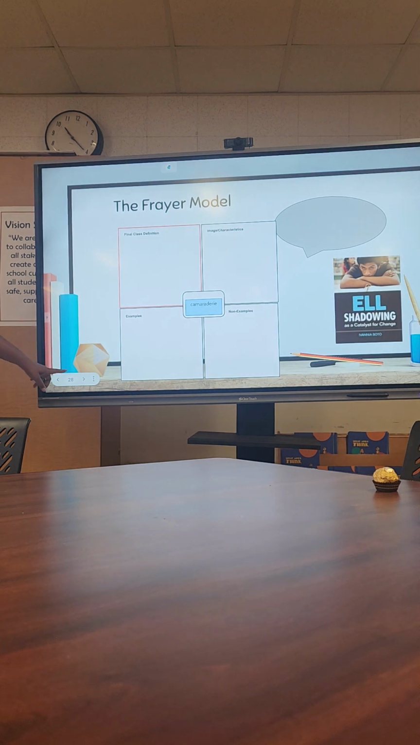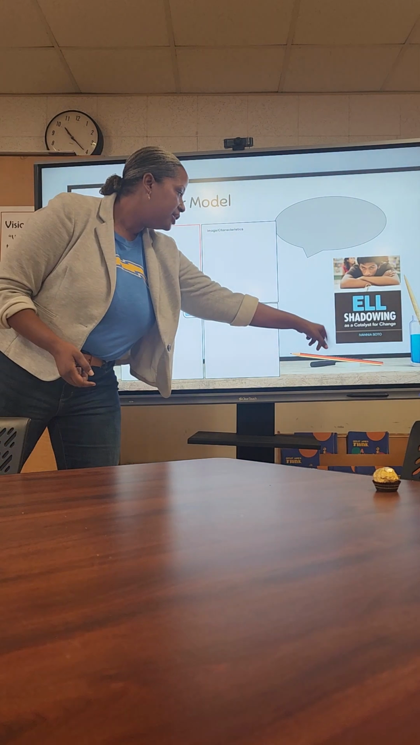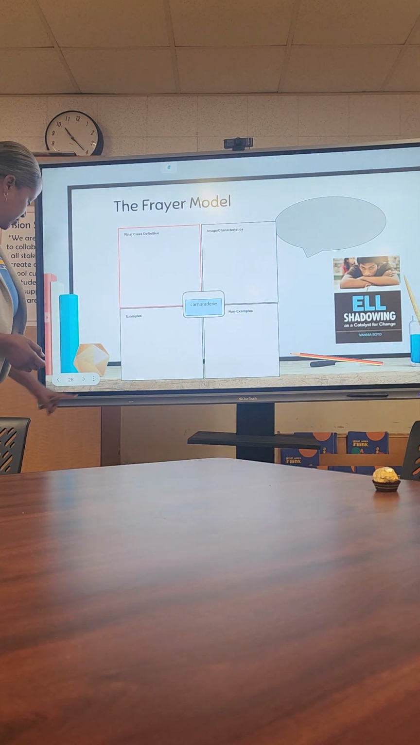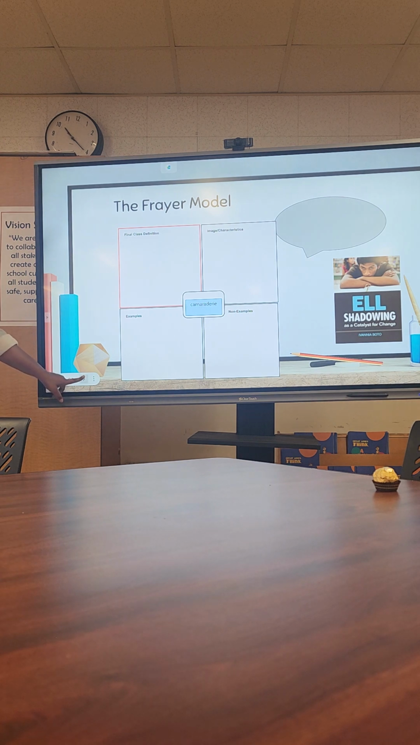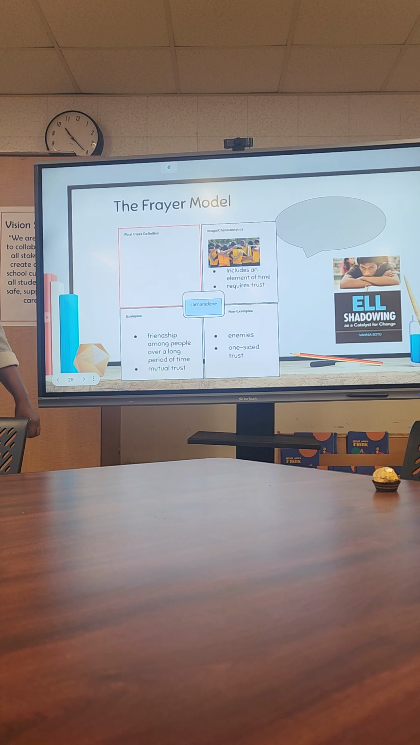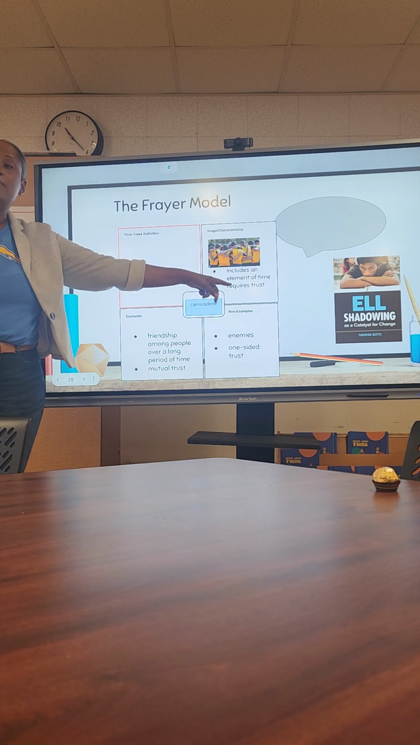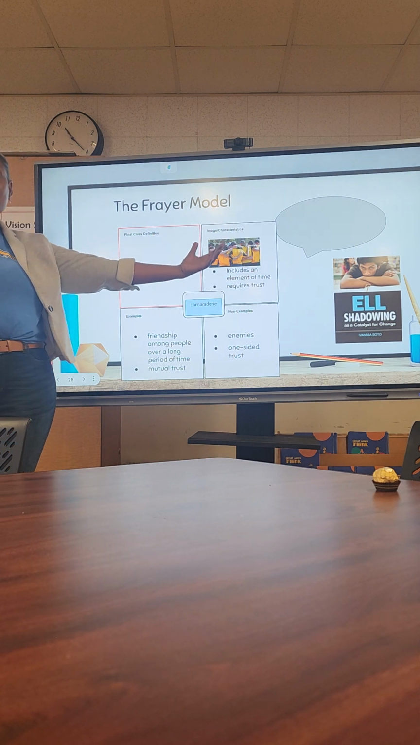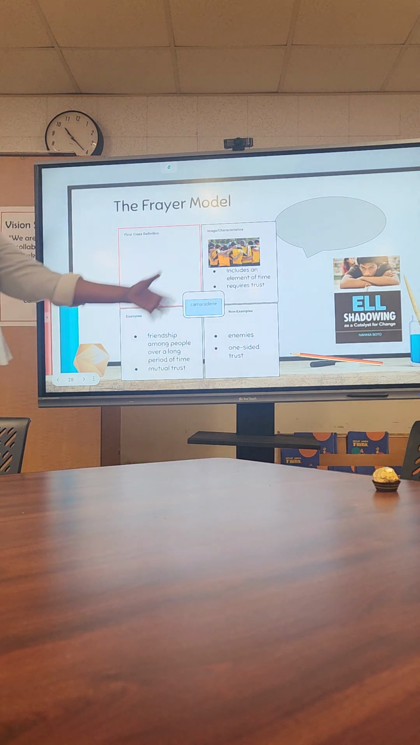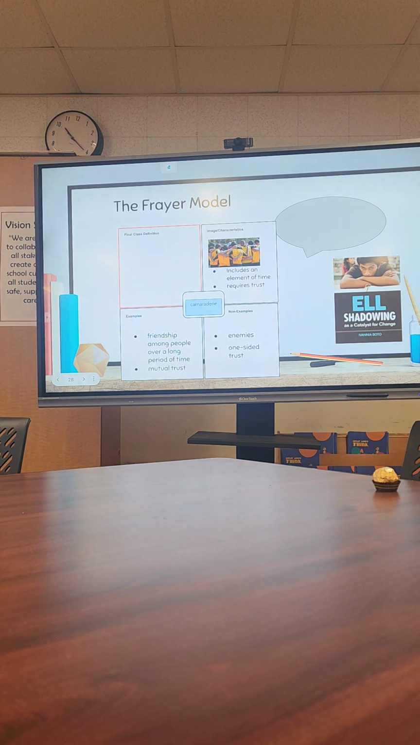Okay? In that same way, and this is her book, Ivana Soto, EL Shadowing. She says, start with the example, go to the non-examples, image and characteristics. It has an element of time and it does require trust. So how do we contextualize that? How would you say that to our friends, our students, right?